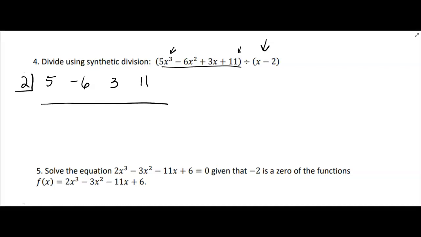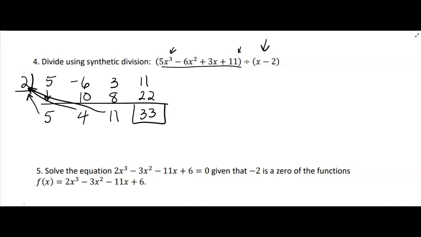Okay, so we pull off the coefficients, 5, -6, 3, 11. Be careful with the signs. If it's negative, you got to make it negative. All right, you always bring down the first number, 5. And you multiply, 5 times 2 is 10. And you add, -6 and 10 is 4. Then you multiply, you get 8. 3 and 8 is 11. And then you multiply. My arrows are going to make a mess, but that's 22. And then you add, 33. I always put a box around the last one because that's your remainder.